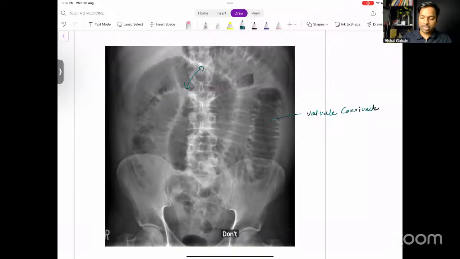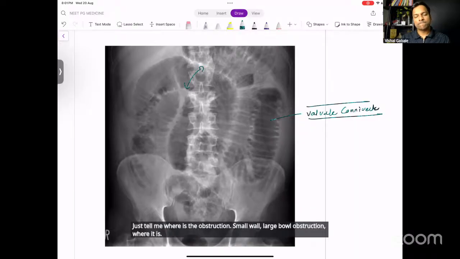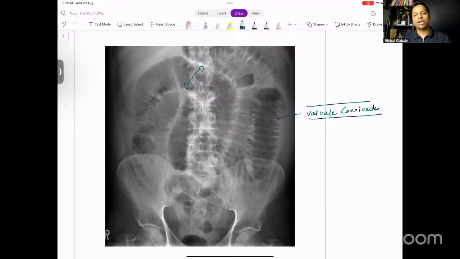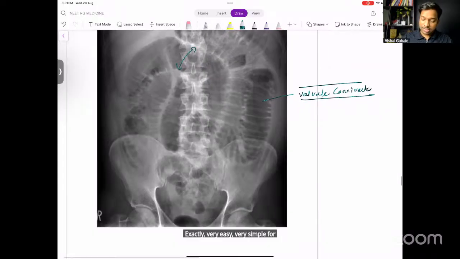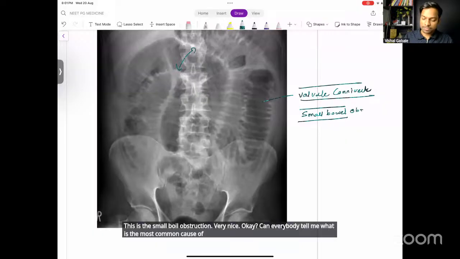Don't do this to me, guys. Please answer. Am I not audible to all of you? Just tell me where is the obstruction? Small bowel or large bowel obstruction, where is it? Exactly, very easy, very simple for you. Now you know this is the small bowel obstruction. Very nice. Can everybody tell me what is the most common cause of small bowel obstruction?